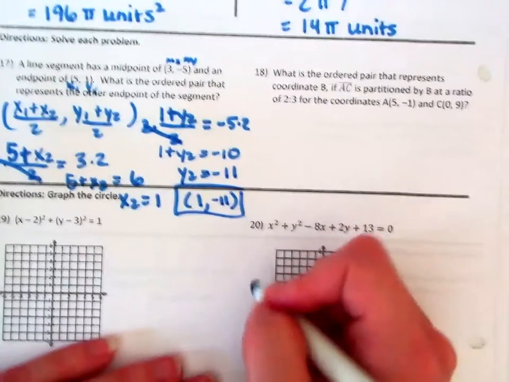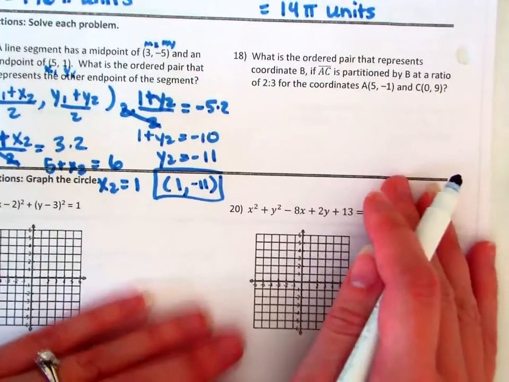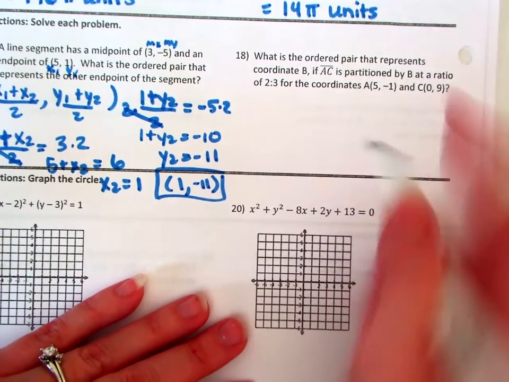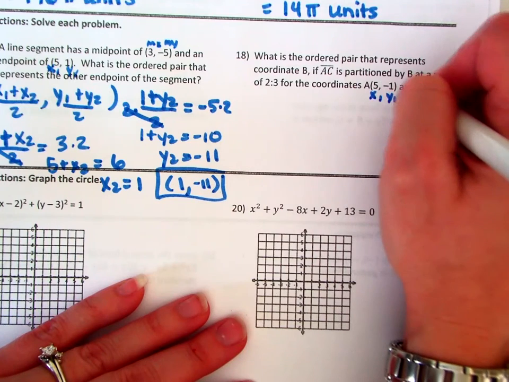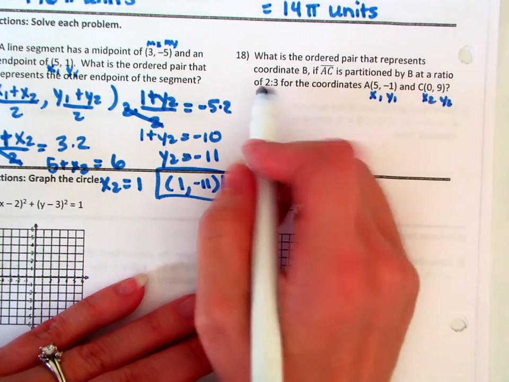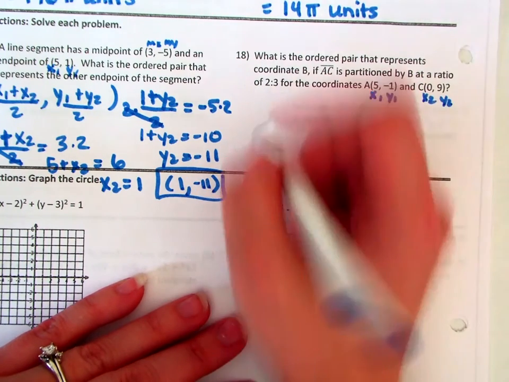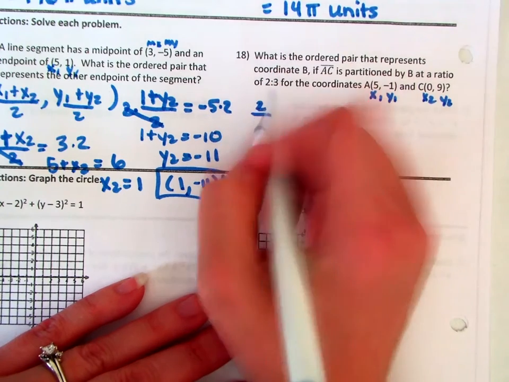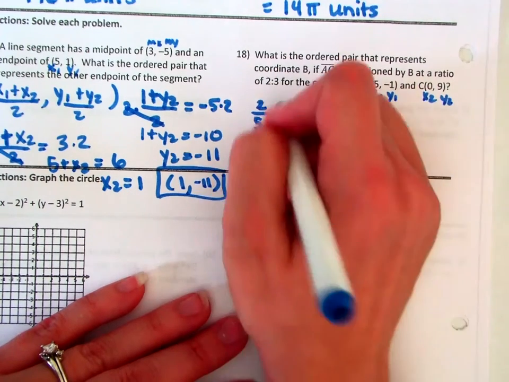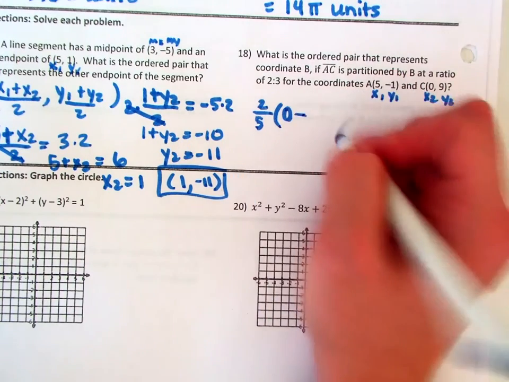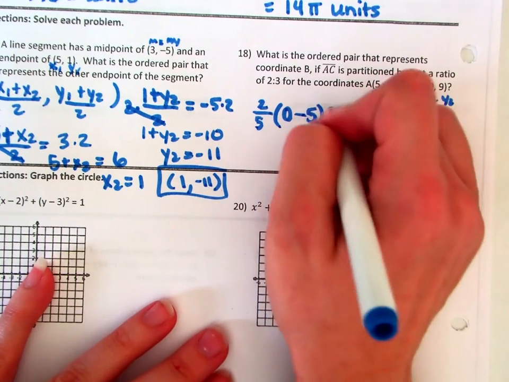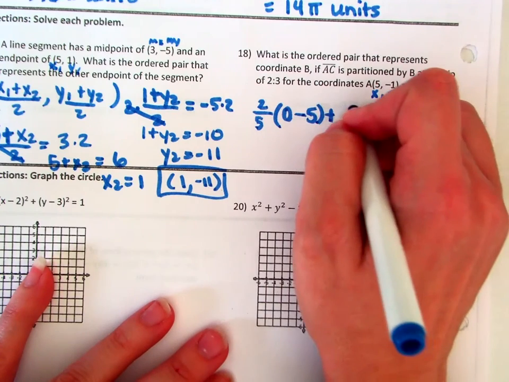On number 18, we're partitioning a segment starting at A, ending at C. So we need to say A is x1, y1, and C is x2, y2. And we're partitioning at 2 to 3. So that means 2 parts out of a total of 5, because 2 plus 3 is 5. Times, we're going to do x2, which is 0, minus x1, which is 5, but then we want to add it back to x1, so plus 5.